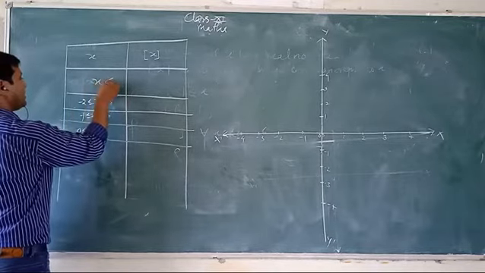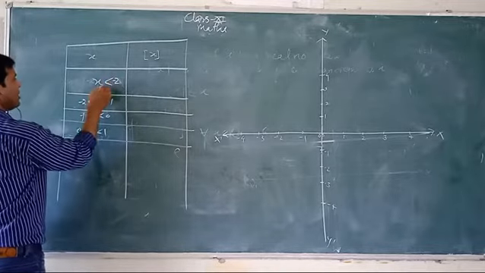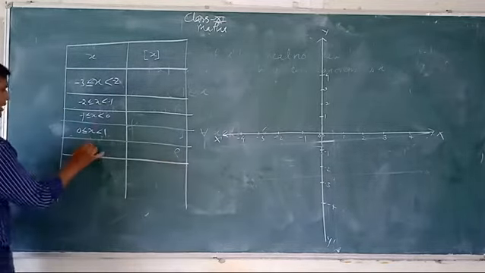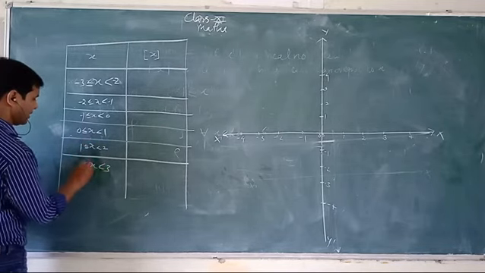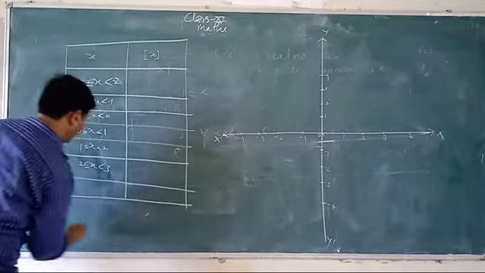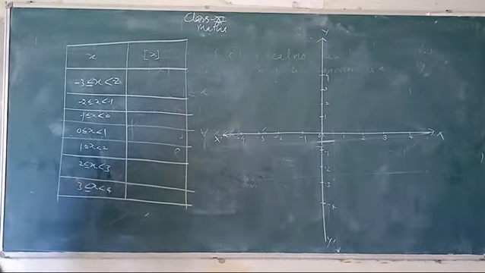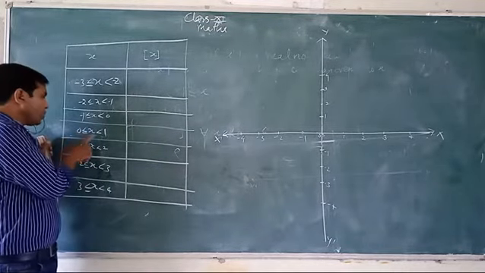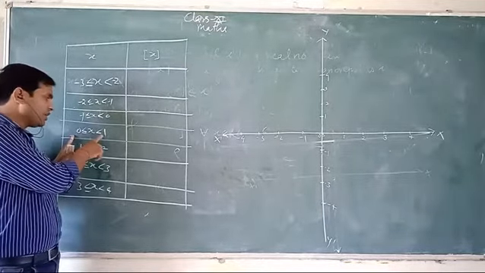Here x is less than -2 and greater than or equal to -3. And here x is less than 2, greater than or equal to 1, x is less than 3 and greater than or equal to 2, and also x is less than 4 and greater than or equal to 3. Then here 0 to 1, when x is lying between 0 and 1, not including 1.